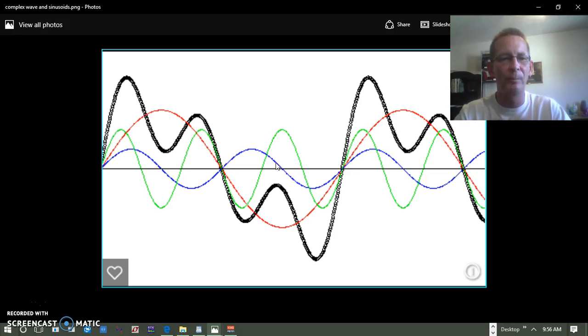So it can get very complex, but that's a very simple understanding, just the basics of what that analog signal is.